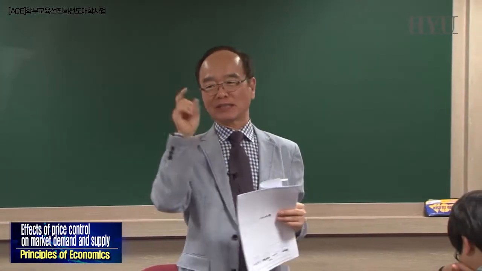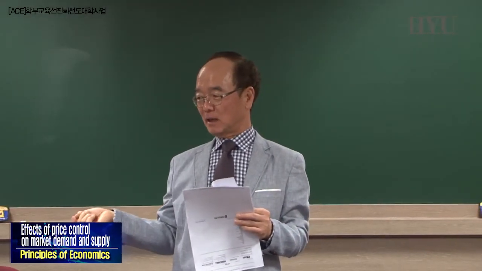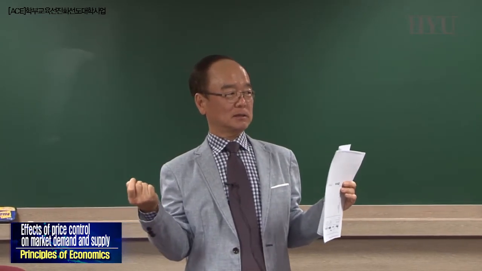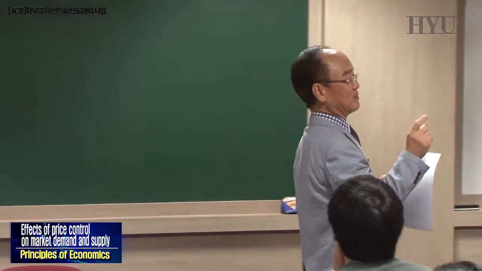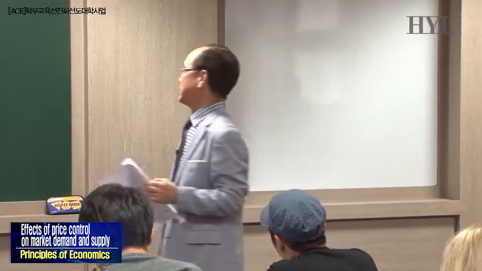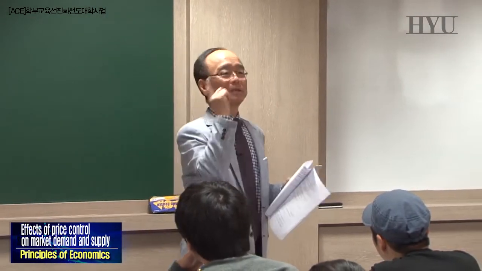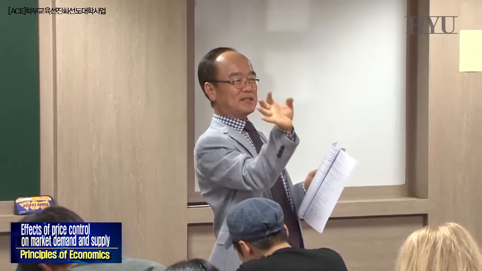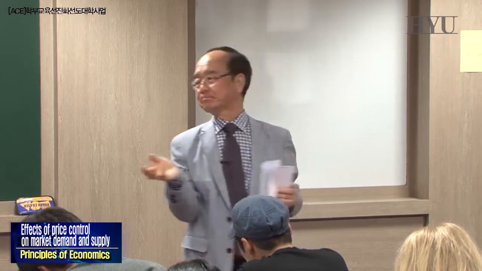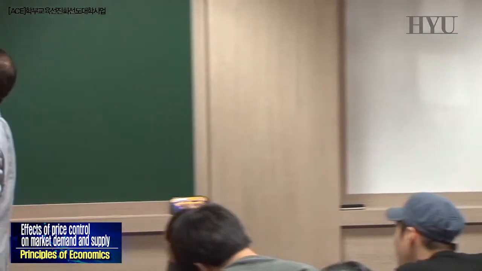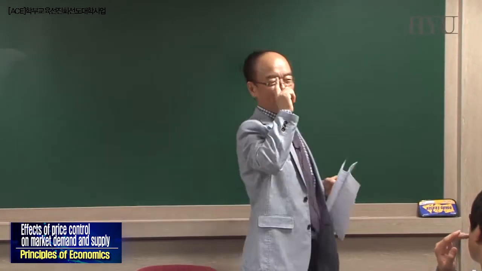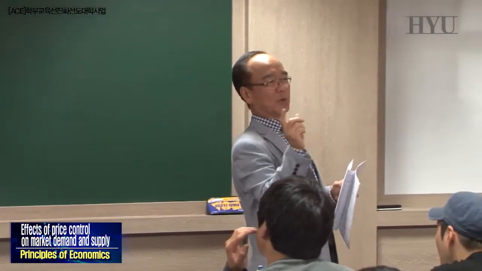I explained the difference between an identity and an equation, didn't I? Shall I explain it one more time? An identity is a relationship that should hold no matter what. That's an identity. It holds from the definition, because we defined it that way. But for an equation, the relationship holds only in a particular case.